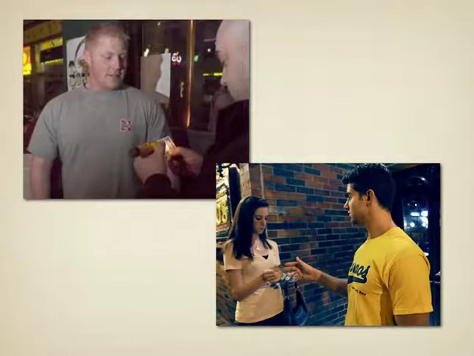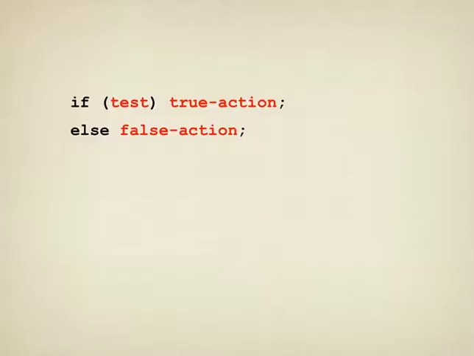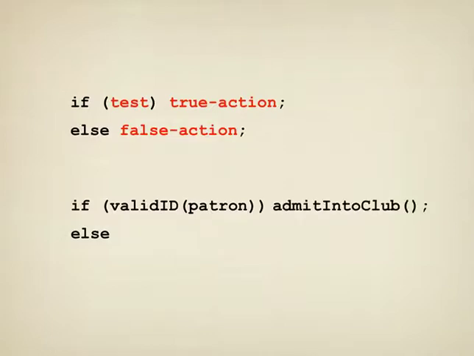Here's another example. Suppose that we are the bouncer at a bar and we're checking IDs and we want to make sure people are legal to get into the bar. Well, let's go back and look at our template and implement that. The test in this case might be calling a function called valid ID. We hand it patron, who knows what that is, maybe it's a scan of their ID, and it comes back with a true or false, telling us if the ID is valid. If the ID is valid, we admit them into the club. Otherwise, we send them away. Now, each of these two steps could be composed of multiple steps. So let's see how to do that.